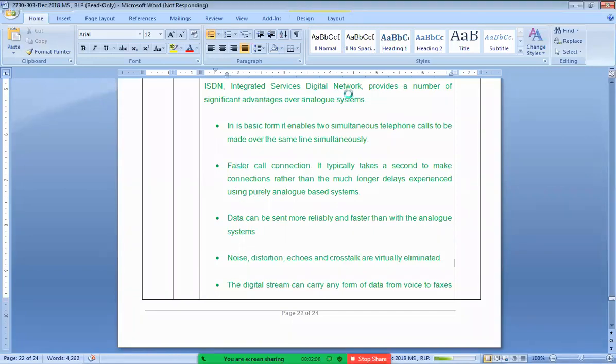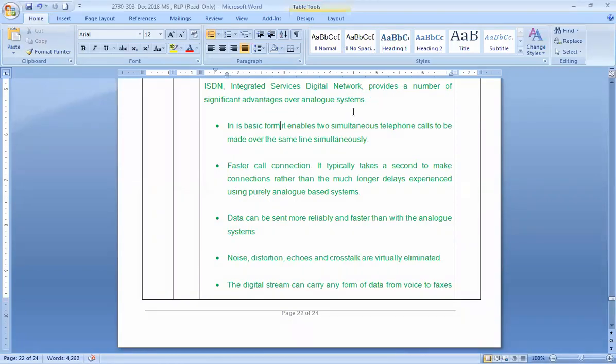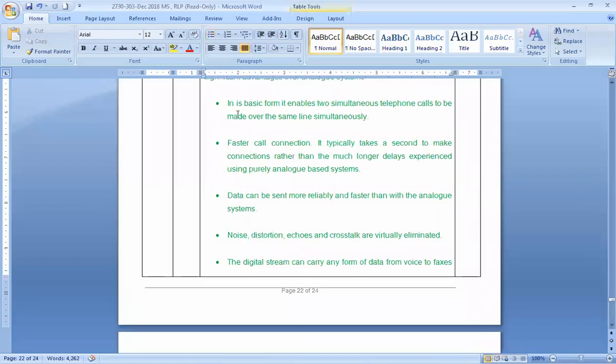So the ISDN network provides a number of significant advantages over analog systems. In its basic form, it enables two simultaneous telephone calls to be made over the same line. So this is interesting, right? It can make two telephone calls at the same time over the same line. It also had a faster connection, and typically takes a second to make connections rather than much longer delays.